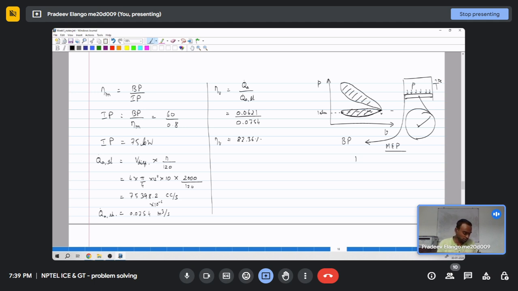We call it brake mean effective pressure where this pressure is equivalent to the brake power that is developed, or there is another term called indicated mean effective pressure, where this average pressure will lead to the same indicated power output. So this is BMEP and IMEP. Now we need to calculate BMEP.